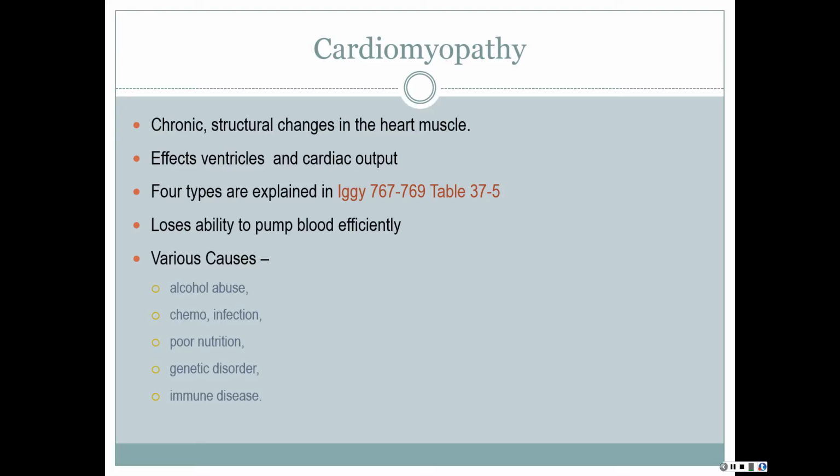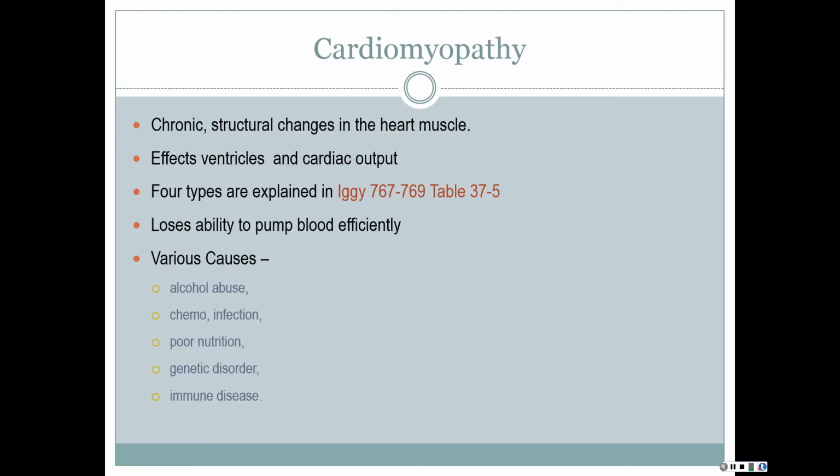So the four types are explained in your book, on pages 767 through 769. It's not a real hard read. I suggest that you read over it. There's also a table, 37-5, that shows pretty good indication and some good information on it. I have a little different table, which is a little more inclusive, but you're certainly welcome to look over both.